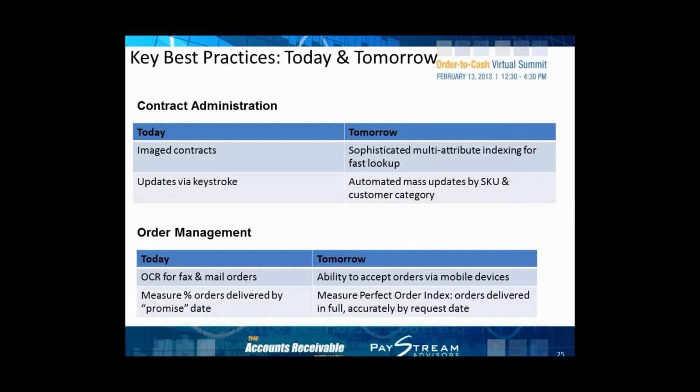What we're advocating is what we call a perfect order index. That's the percent of orders that are delivered accurately, completely, billed accurately, and by the customer's request date, not by the vendor's promise date.